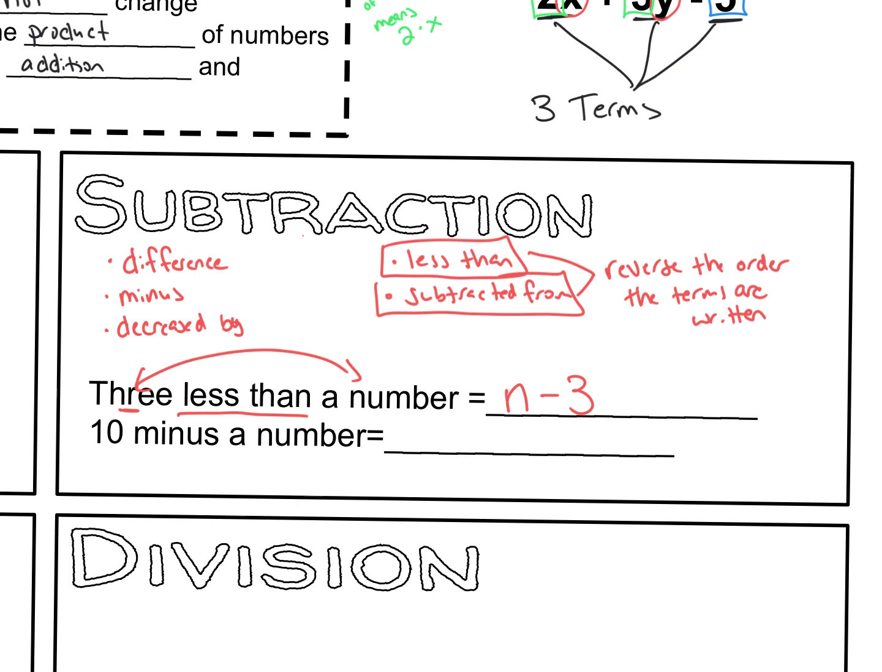All right, on our next one, we have 10 minus a number. Since that's not one of our reverses, this just becomes 10 minus n.